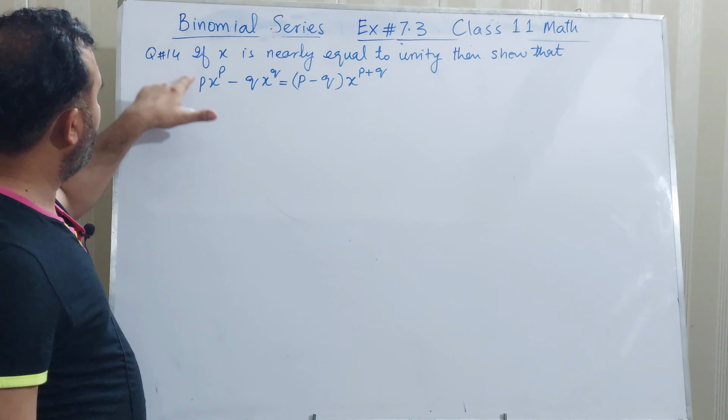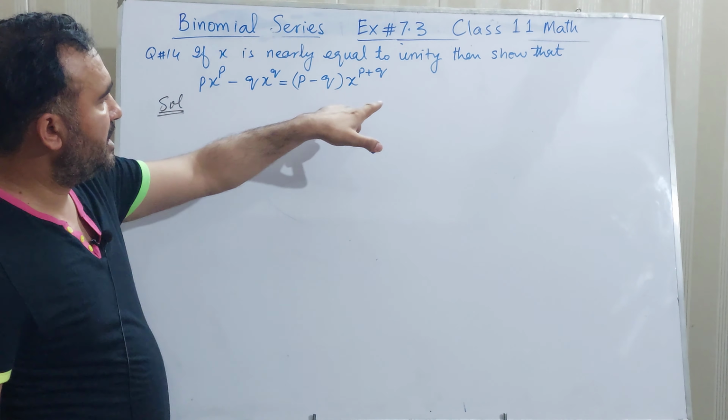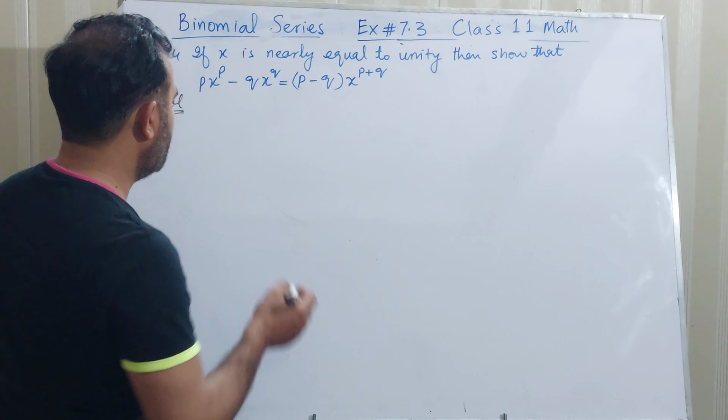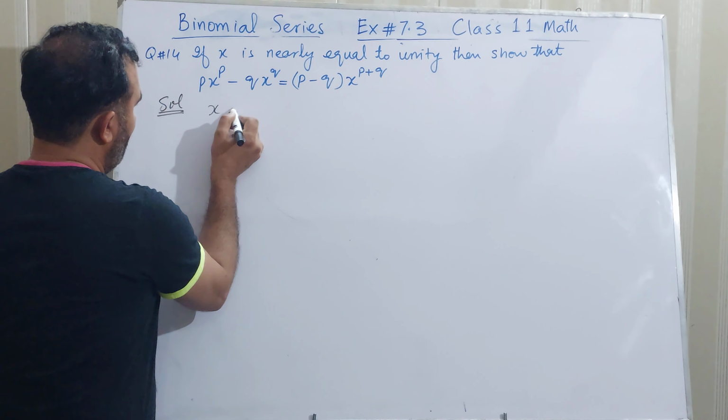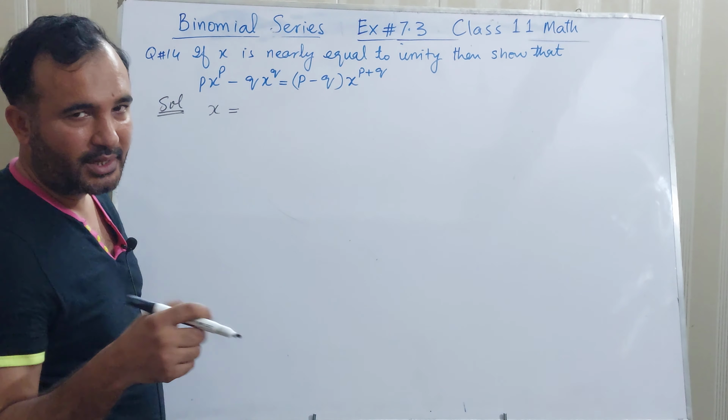Okay students, now we are going to solve question 14. It says that if x is nearly equal to unity, then show that this is equal to this. So if x is equal to unity, it means that x is approximately equal to 1, so either it will be a little more than 1 or a little less than 1.